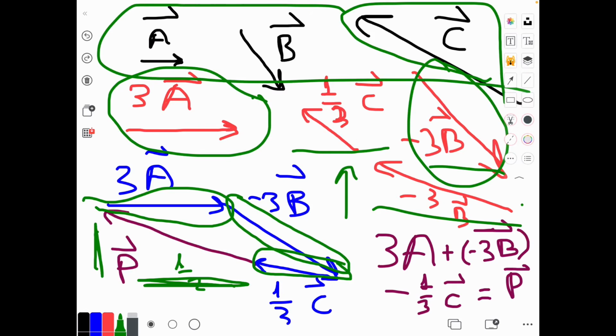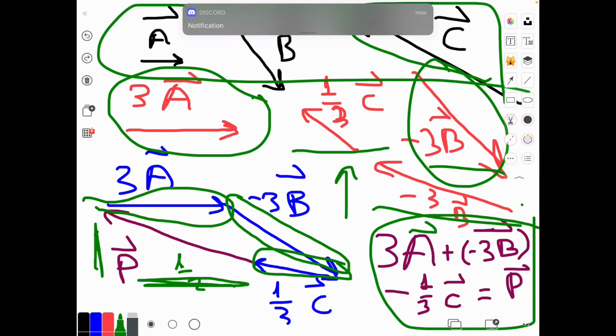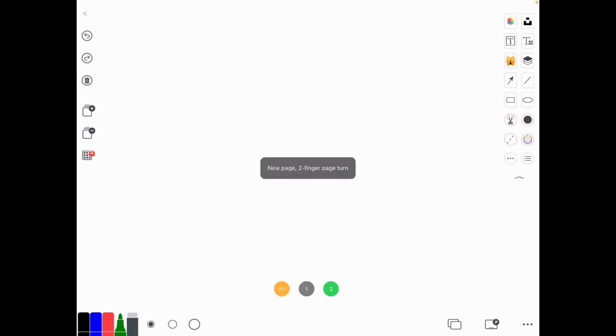And then vector P is 3 vector A. I forgot to put the vector sign over here. Plus -3 vector B, because we're adding them up. And the 1/3 of vector C equals the resultant vector that we have, vector P. So by having that, we are trying to get the vector that we call the resultant, and we get the magnitude and stuff like that.